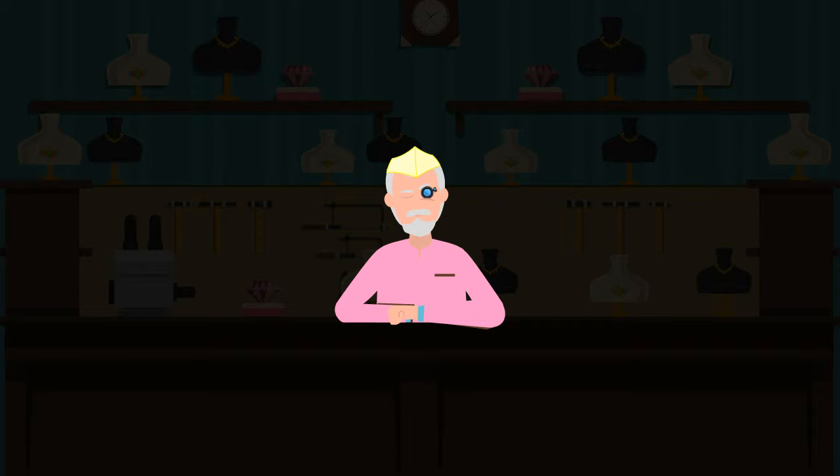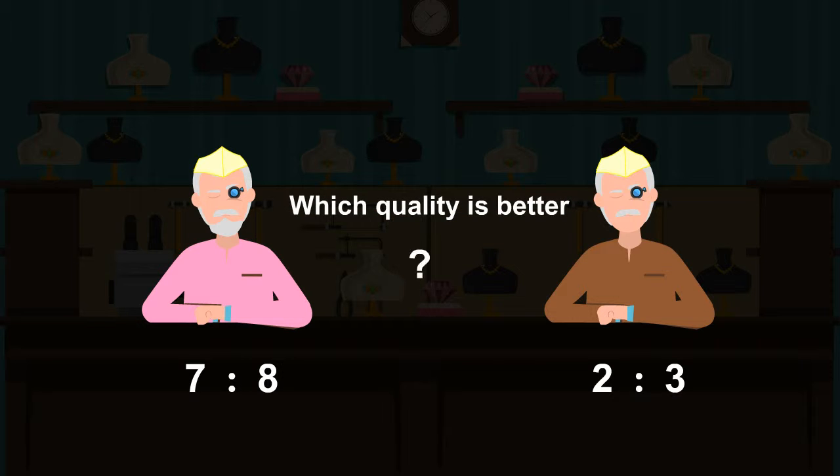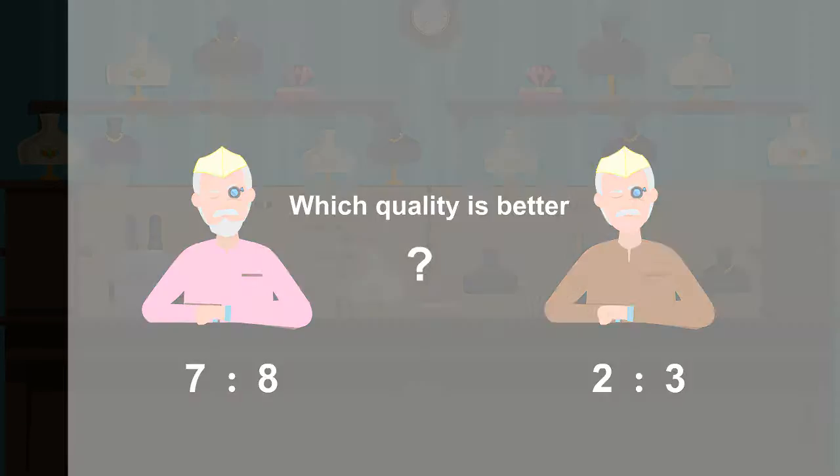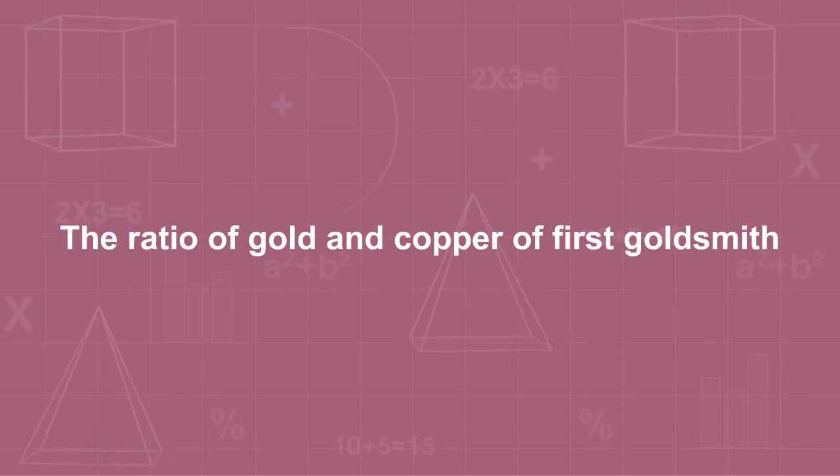Let's solve a problem based on it. A goldsmith mixes gold and copper in the ratio 7:8. Another goldsmith mixes gold and copper in the ratio 2:3. Which quality is better? Varun, tell me the ratio of gold and copper of first goldsmith.